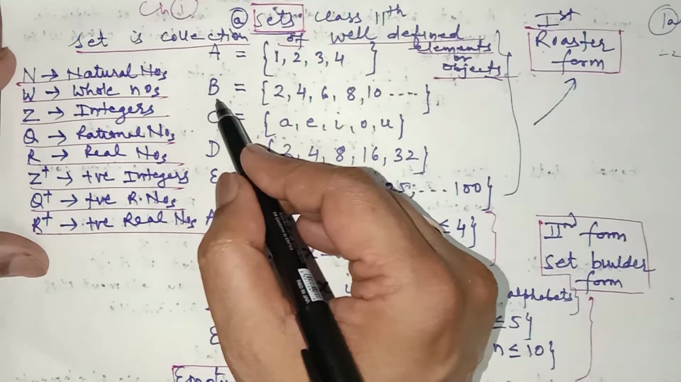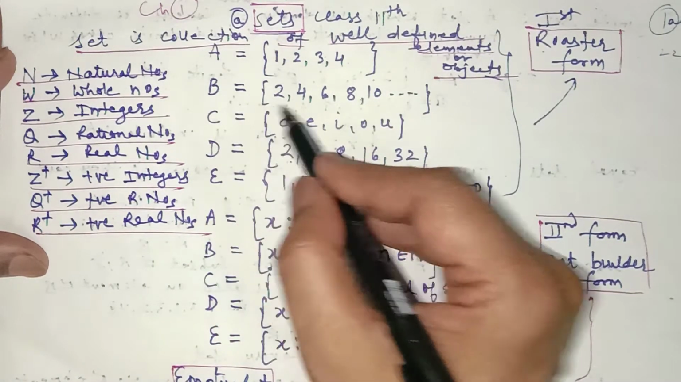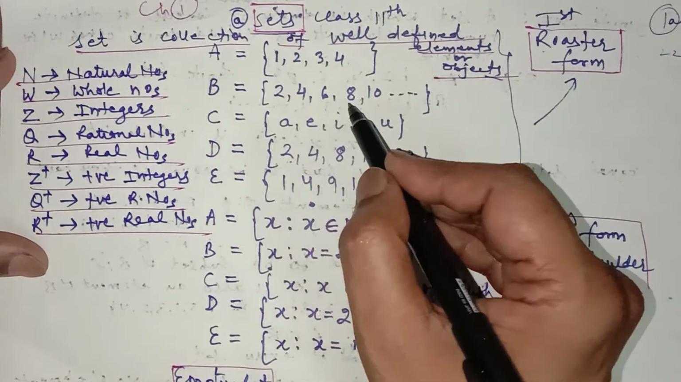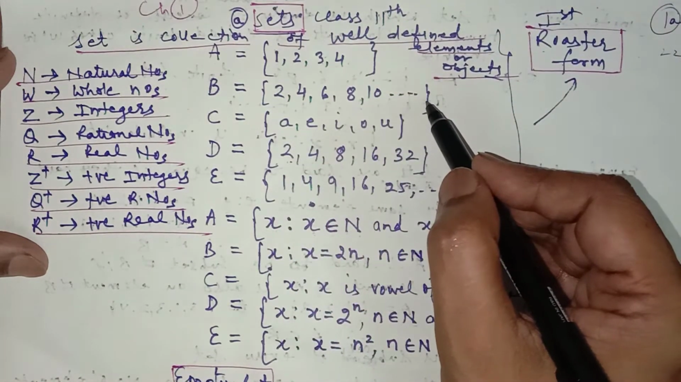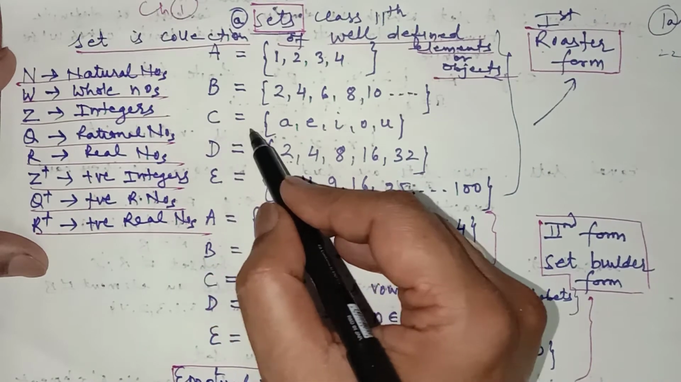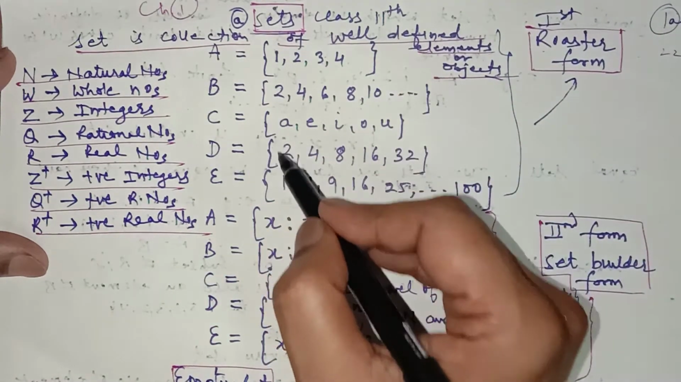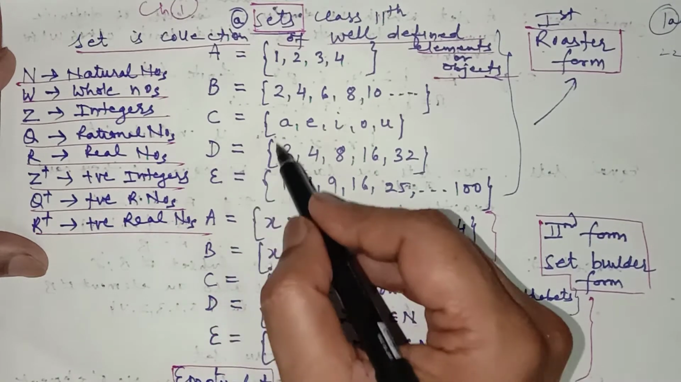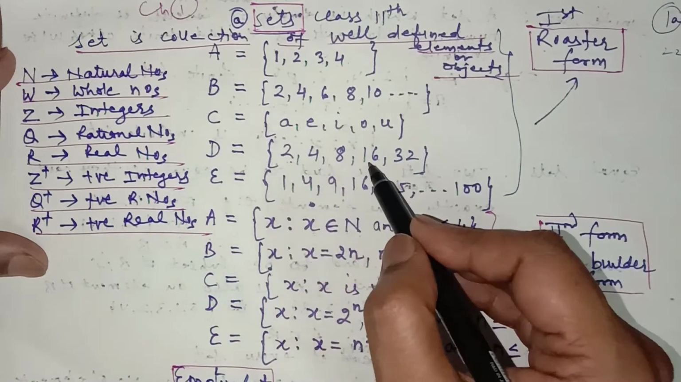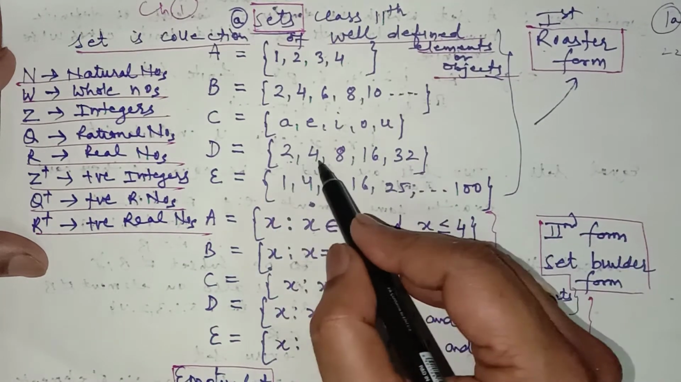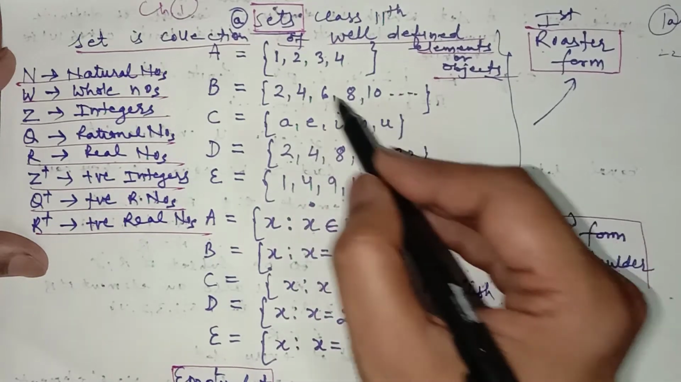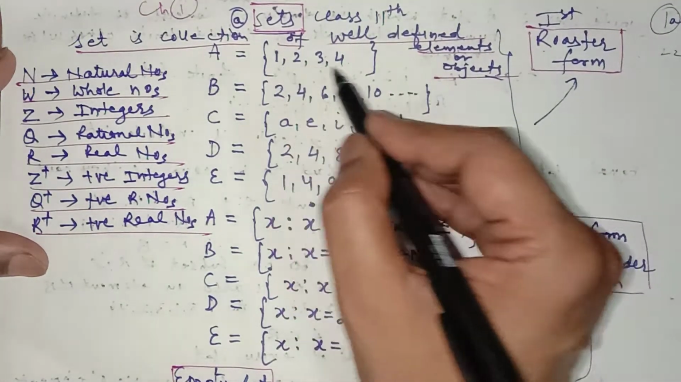I have taken the set B, which contains the elements 2, 4, 6, 8, 10 and so on. I have taken another set C, which contains the elements A, E, I, O, U in curly brackets. Set D, I have taken the elements 2, 4, 8, 16, 32. We have 5 elements in it, infinite number of elements in it, 4 elements in it.